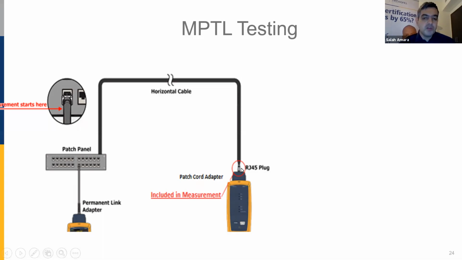Please don't use a channel adapter, because the channel adapter will not be able to see the RJ45. So if you have a problem with the RJ45, you will not be able to identify or certify it with a channel adapter. The patch cord adapter comes as a special item, not as standard with the product. So if you have an installation which needs an MPTL, please make sure to ask one of our partners to supply you the patch cord adapters.